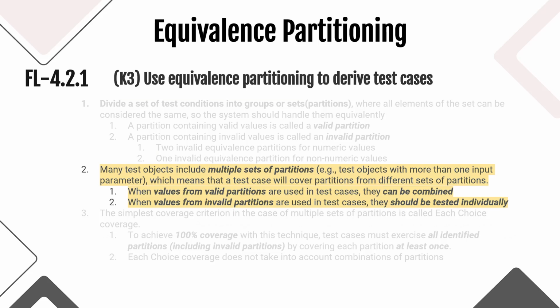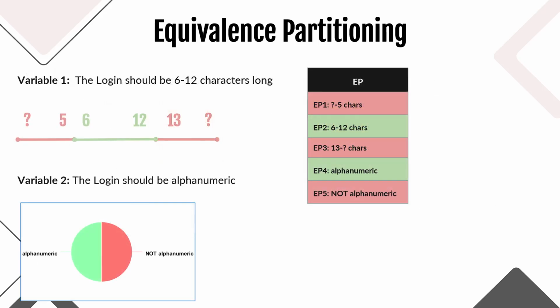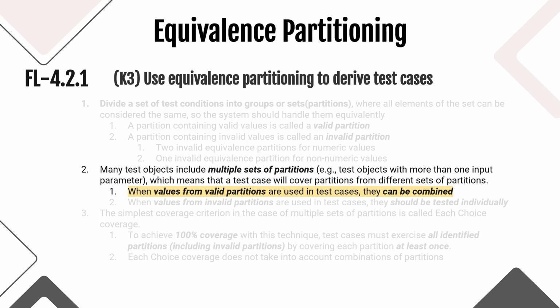However, we start in the same way as before. We need to divide a set of test conditions into groups, of valid or invalid partitions. Since we have already defined both equivalence partition sets separately, we will not delve into the details at this step. We have 5 equivalence partitions, 2 valid and 3 invalid. Difficulties begin at the next step in using the technique. The test case will cover partitions from different sets of partitions.